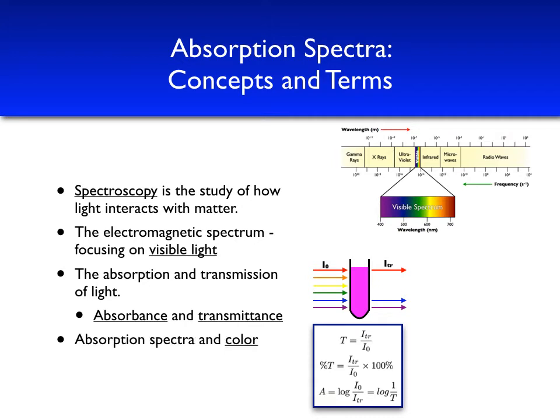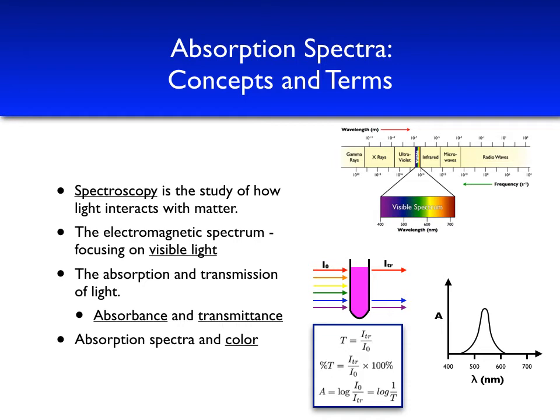We can use these relationships to plot what is known as an absorption spectrum of a sample. Here's an absorption spectrum of the pink solution that we have in the pictures. In an absorption spectrum, we plot absorbance versus the wavelength of light. When you see a peak in an absorption spectrum, such as the peak in this spectrum that occurs around 550 nanometers, this corresponds to light that is absorbed by the sample.